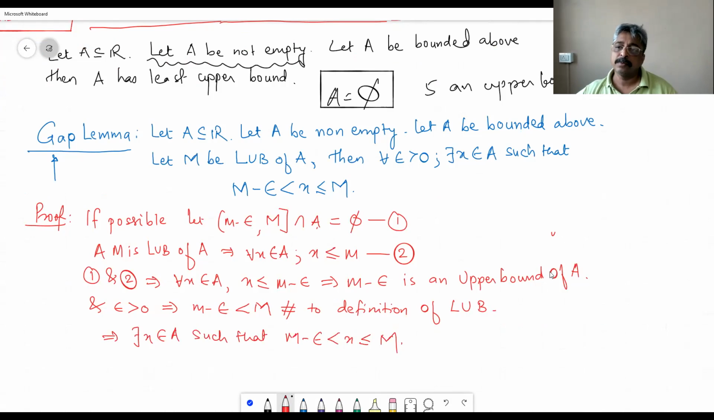Okay, so now just to confirm that you have understood this theorem, suppose I have a set of natural numbers 1, 2, 3, 4, 5, 6, 7, 8. Can you tell me what is the LUB of this set? Suppose set A is these 8 natural numbers. What is the LUB of this set?